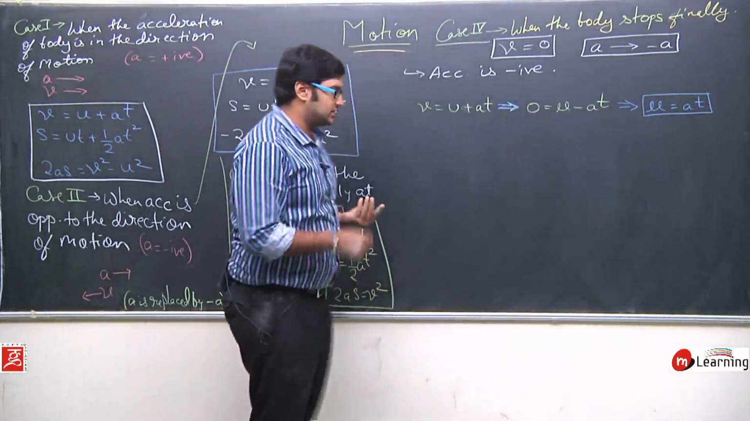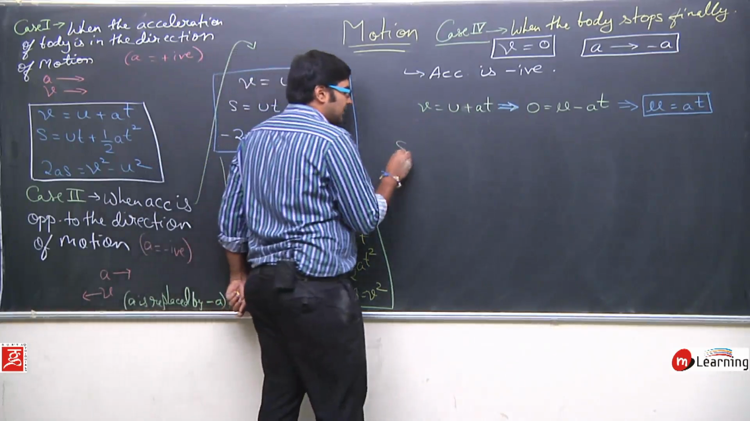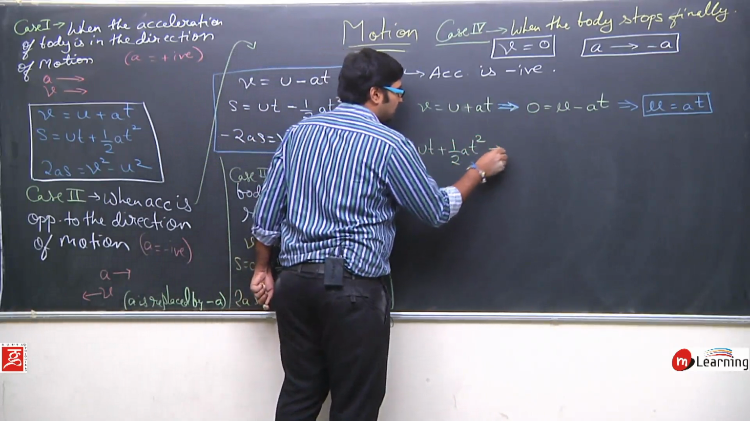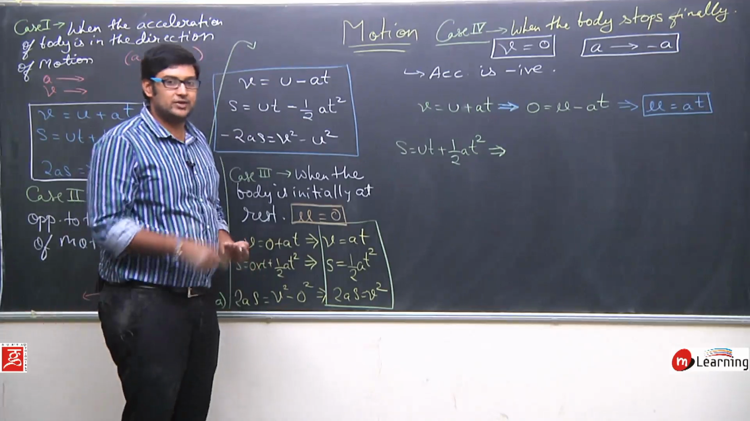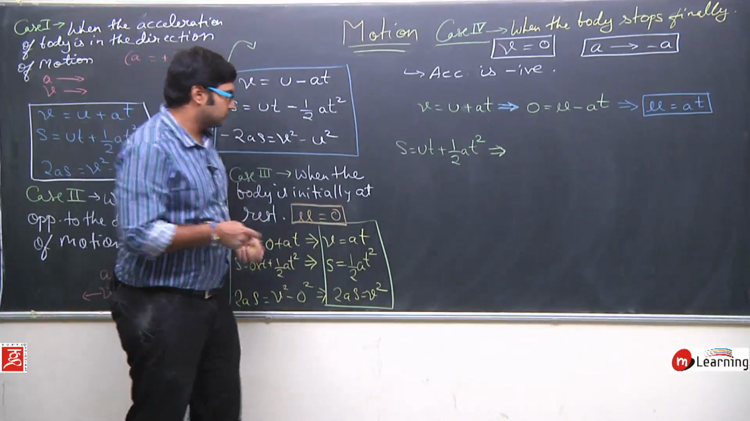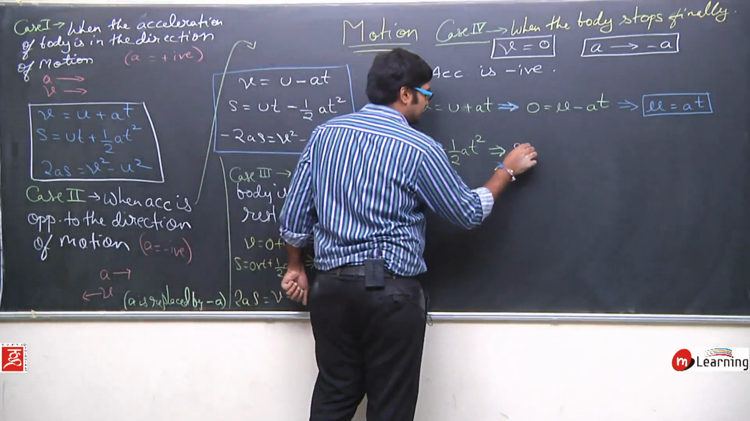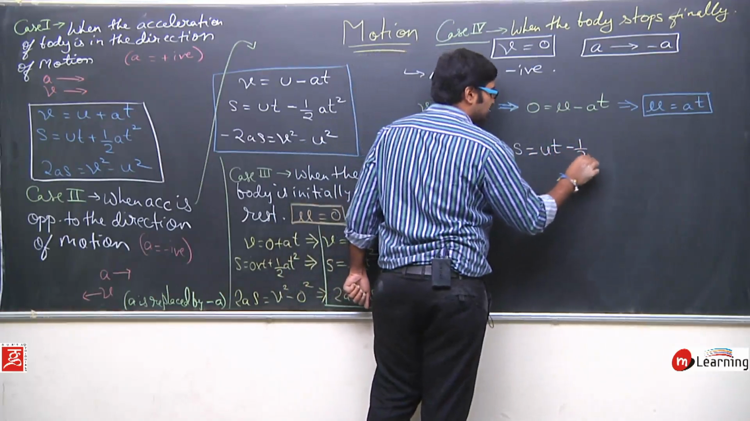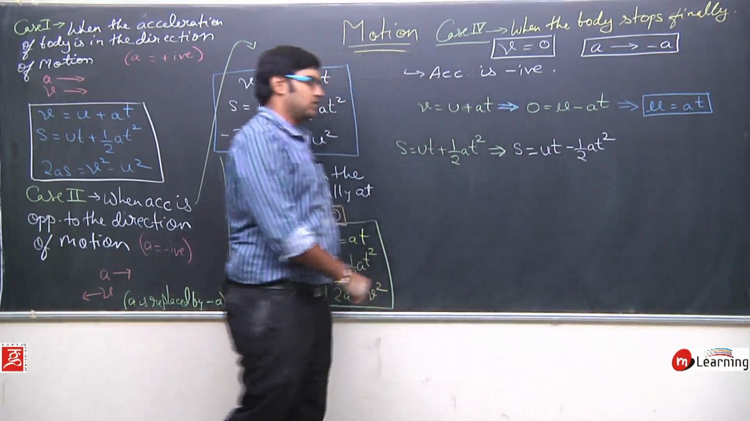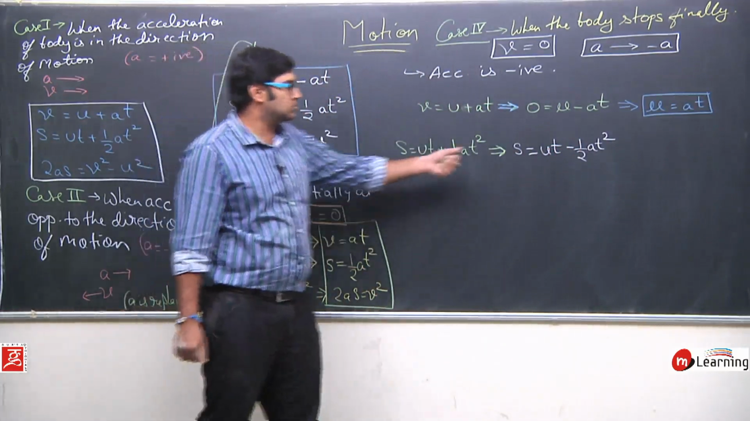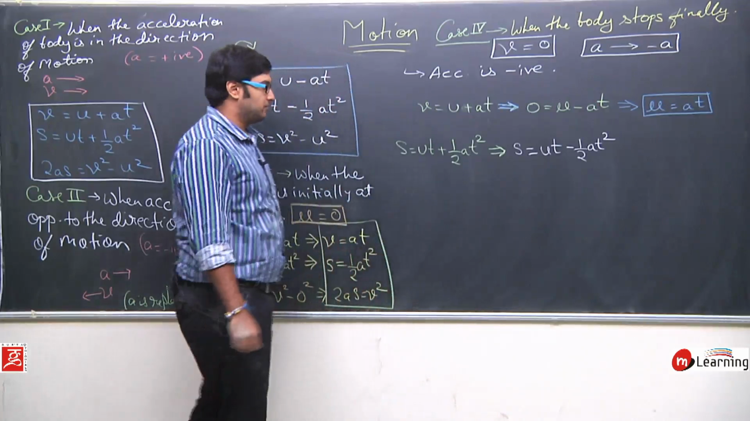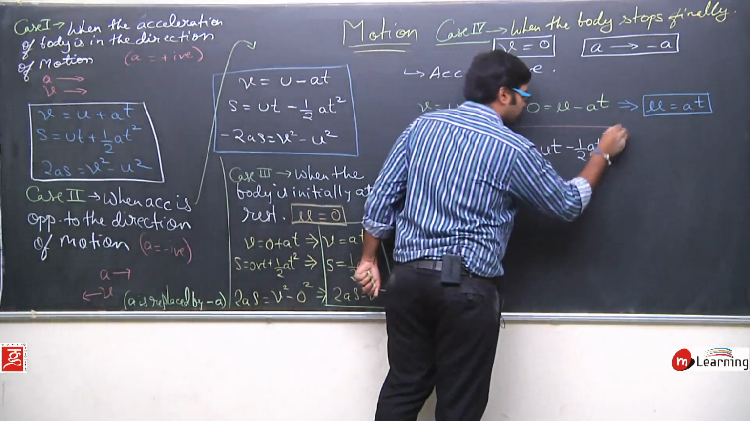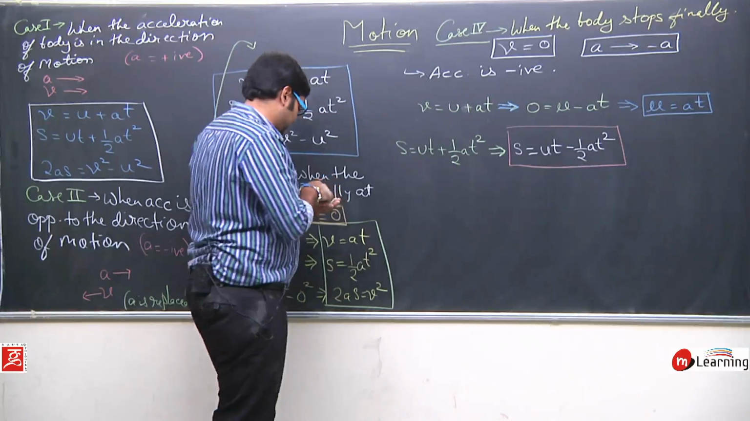Now consider the second equation, s = ut + (1/2)at². What will happen in this equation? s remains as it is, u remains, t remains, and we get minus half a t squared. So the equation becomes s = ut − (1/2)at². And how will the third equation change?